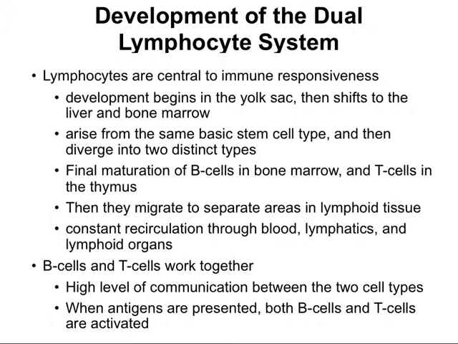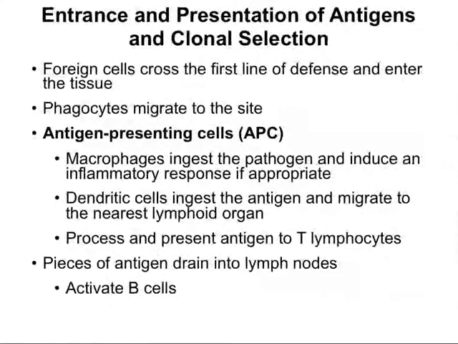When antigens are presented, both T cells and B cells are activated. When foreign cells enter the body, they've crossed the first line of defense and they enter the tissue. And the phagocytes, as we explored in the last chapter, migrate to that site and start cleaning things up. And then we have some antigen-presenting cells. We've already looked at macrophages and dendritic cells. The macrophages will ingest the pathogen and induce an inflammatory response if it's appropriate.